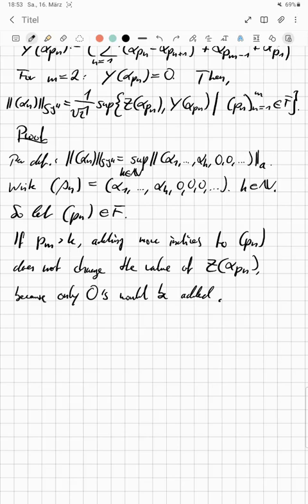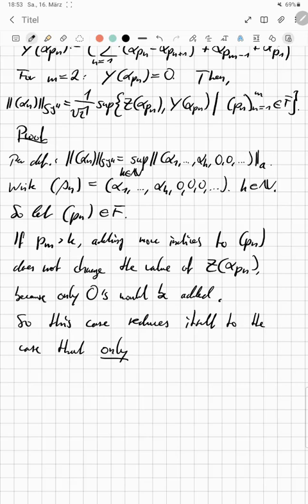And the important thing is that this case then reduces itself to the case that only the last element of the Pn's is bigger than K.